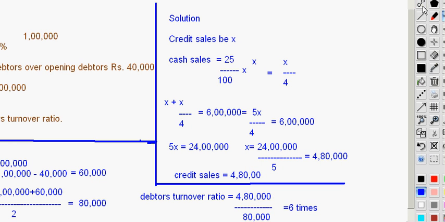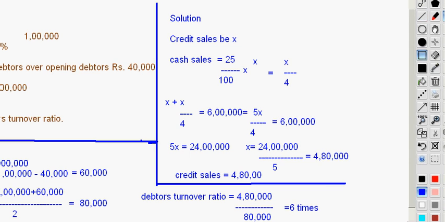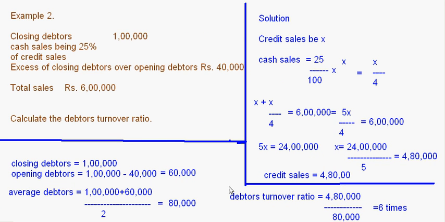and that is your net credit sales that you calculated upon the average debtors, right? So this is your final answer. That is 6 times, right? This is the final answer over here. Understood? This 6 times, this is my debtors turnover ratio, right?